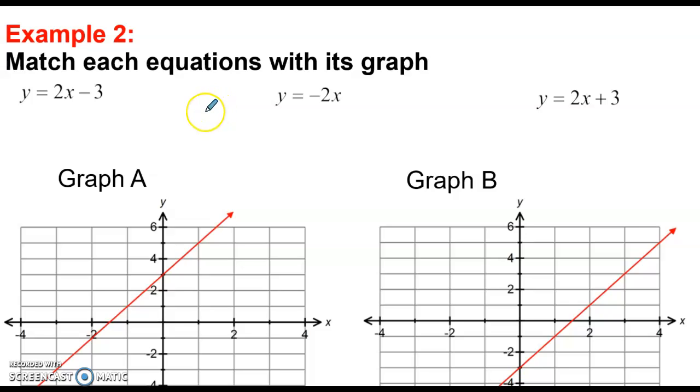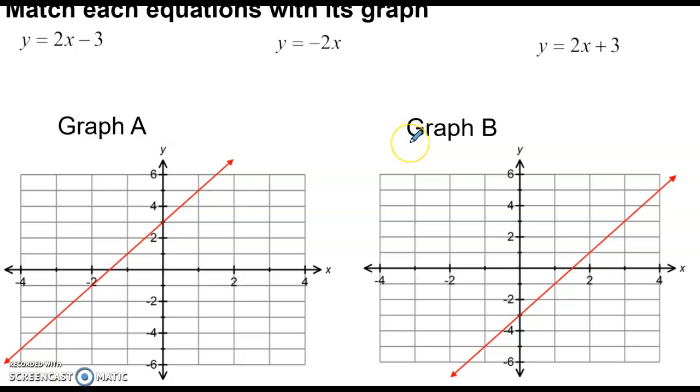For example 2, we're going to match each equation with its graph. Our three equations are y equals 2x minus 3, y equals negative 2x, and y equals 2x plus 3.